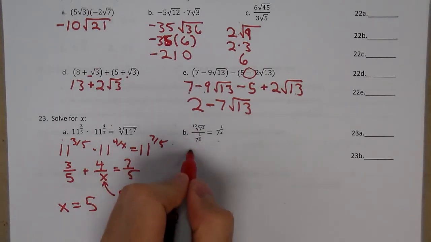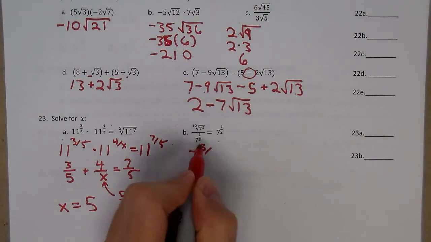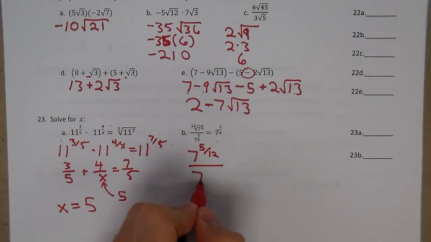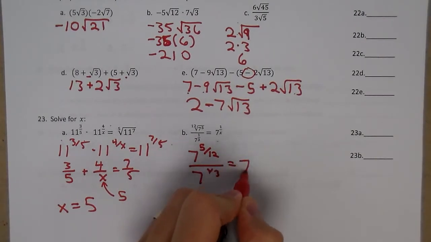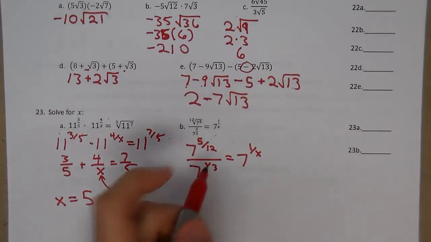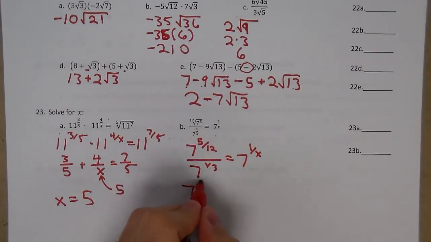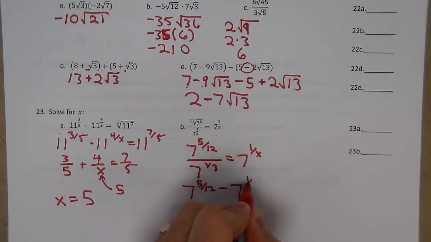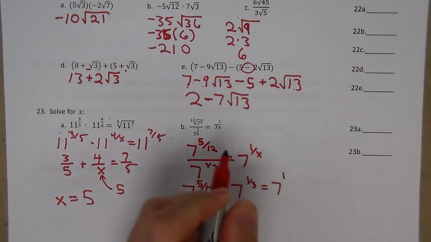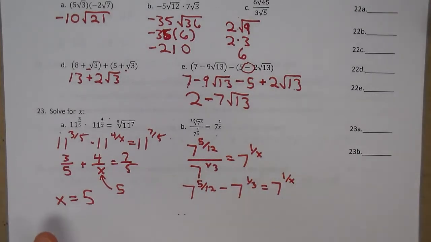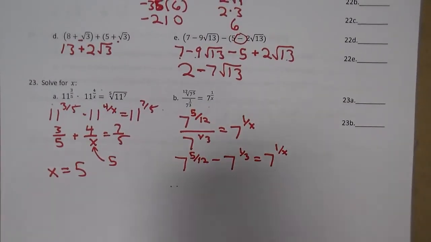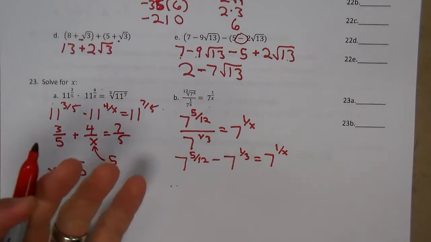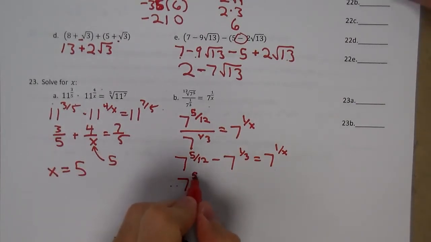For B, I'm going to first change them all to exponential. I have 7 to the 5 over 12 over 7 to the 1/3 equals 7 over 1 to the x. Now, when it's division, I can make it into subtraction. So that's 7 to the 5/12 minus 7 to the 1/3 equals 7 to the 1 over x. I'm not real sure what that denominator needs to be, so I'm going to make this into a like denominator, and maybe I can simplify.